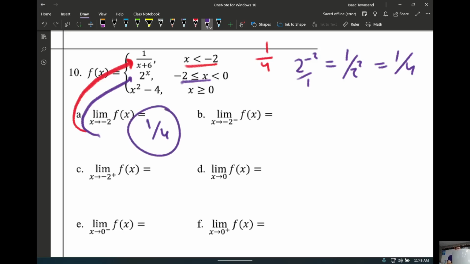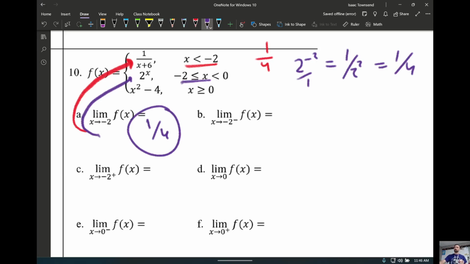You really have to plug it into both, though. Plugging it into just one of the two and hoping the other one's the same, you're just tossing a coin whether you did it right or not. So if it's not the same, then it would say it does not exist. Yeah. When the limit from the left does not equal the limit from the right, it does not exist.